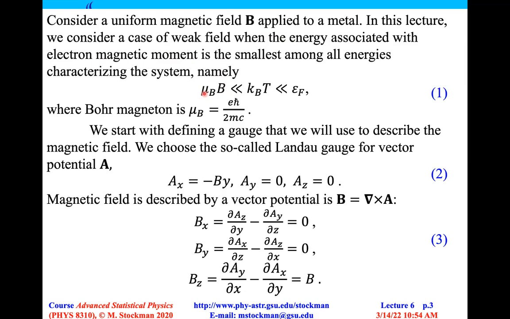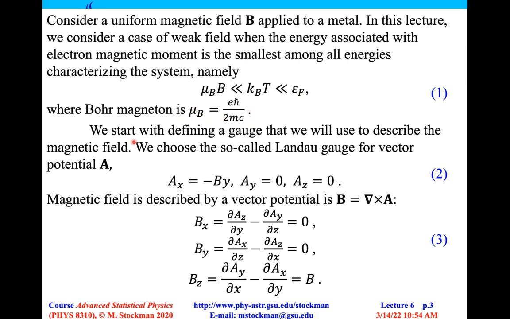Mu is the Bohr magneton. It is the magnetic moment associated with one electron, the spin of one electron. B is the field. This energy of a dipole in a magnetic field should be much less than the classical thermal energy, kBT. And kBT in turn should be much less than epsilon Fermi or chemical potential to produce a degenerate gas that exhibits quantum phenomena. This is the definition of the Bohr magneton, eħ over 2mc. So this is a fundamental quantum mechanical constant.